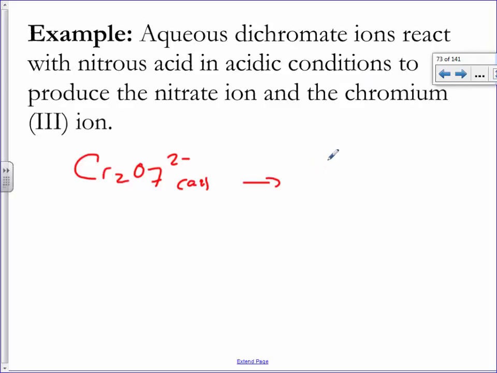So I'm just going to start by making a base equation to begin with. But then I have to do it twice, because there's going to be 2 half reactions that go together. So it also says that we have nitrous acid. What's nitrous acid? Good job.